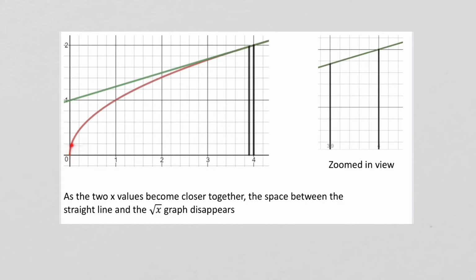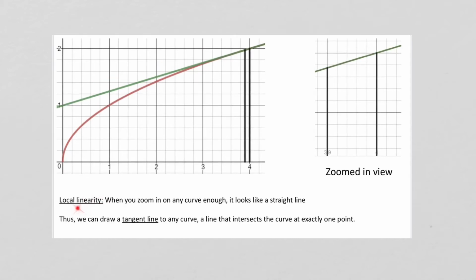Okay? But square root x is a curve. Square root x is not a straight line, so this introduces an important topic. Local linearity. This is also something you're responding about in your Google Doc. When you zoom in on any curve enough, it looks like a straight line. So here we have a nice red curve, but if we zoom in close enough, every point of this curve is going to look like a straight line. So thus we can draw what we call a tangent line, another important vocab word, to any curve. And it's a line that intersects the curve at exactly one point.